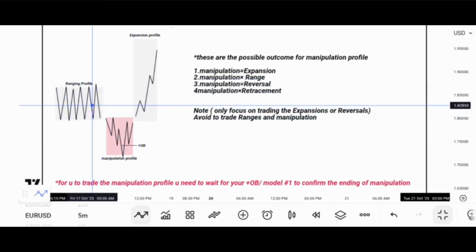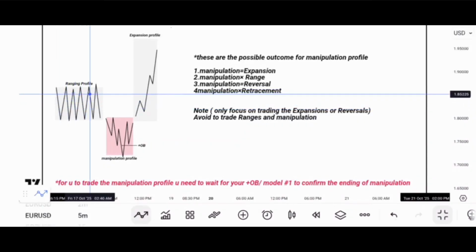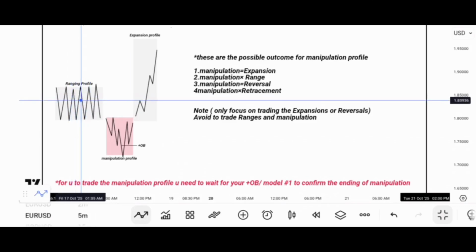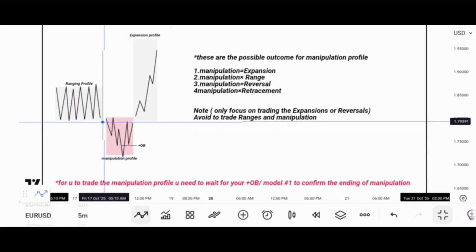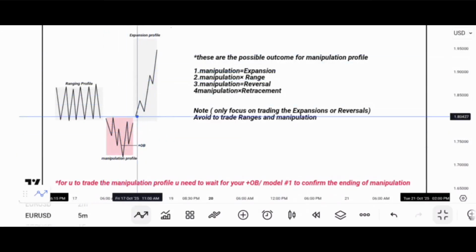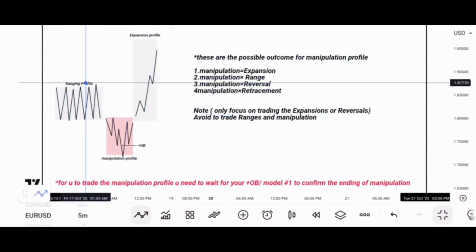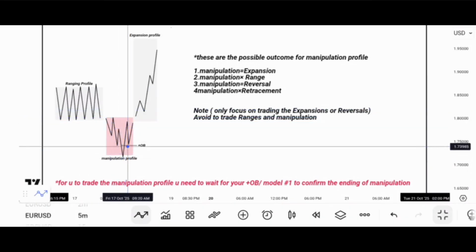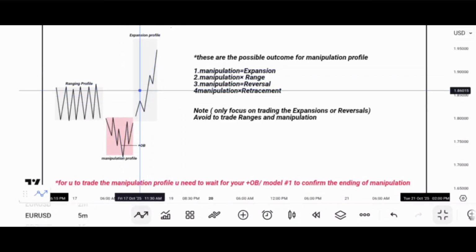For example, when we are looking at our sessions, when we are trading sessions, this will be the Asian range or CBDR range, central bank dealing range, right? This is going to be our London session, and then this is going to be our New York session. So it's range, manipulation, expansion profile, right? This is a manipulation profile.